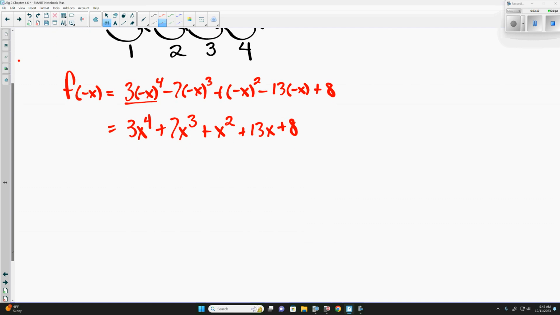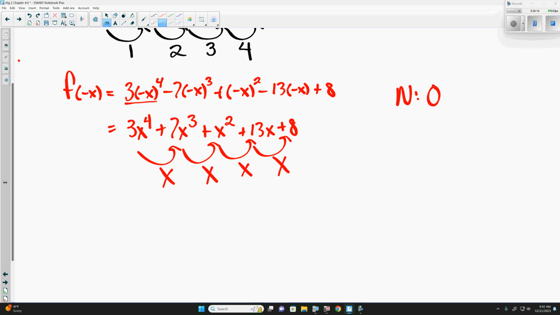We'll finish this up here because I think we've got a handle on this, yes? X to the fourth, x to the third goes from positive to positive. So is there a sign change? No. From x to the third to x squared? No. X squared to x? X to our constant? So the number of negatives is 0. That's kind of funny because I said it wouldn't happen on this one, but it did.